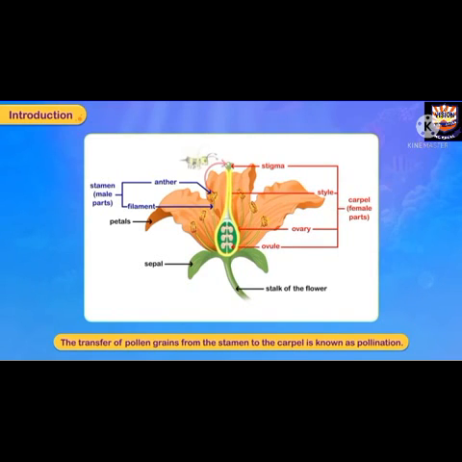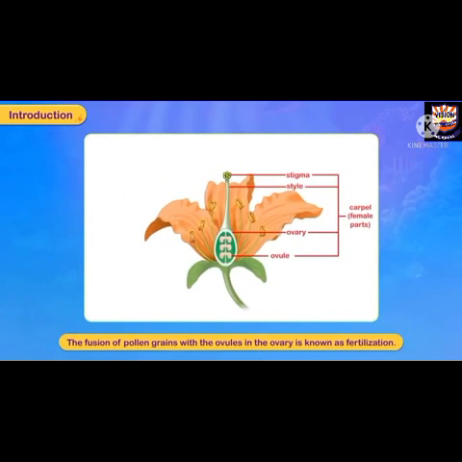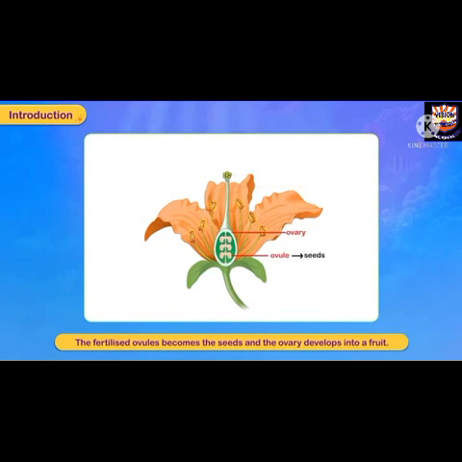Insects such as bees visit flowers to collect nectar and pollen for their food. The shape and structure of the flower means that while the bees are collecting food, their hairy bodies become covered in pollen grains. After that, the fusion of pollen grains with the ovules in the ovary is known as fertilization. Fusion of both male and female reproductive cells is called fertilization. The fertilized ovules become the seeds, and the ovary develops into a fruit.